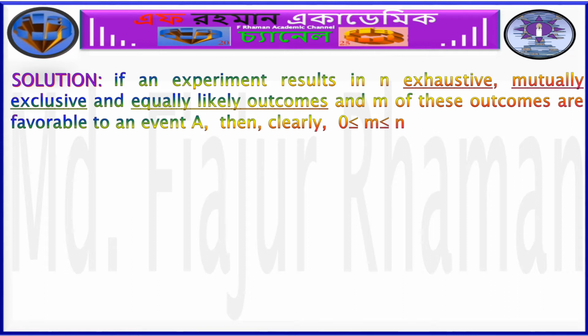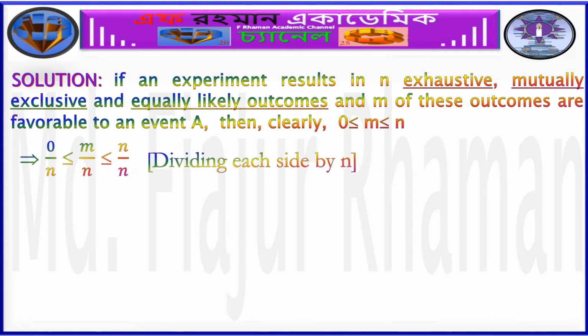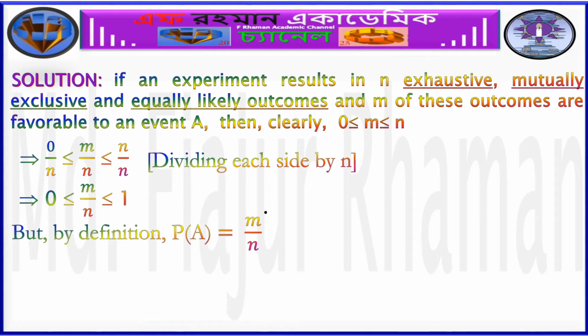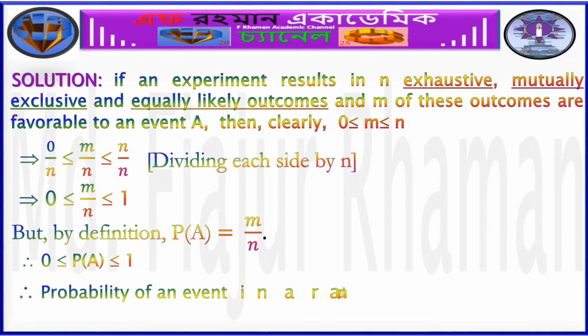This implies that 0/n ≤ m/n ≤ n/n, dividing each side by n. This implies that 0 ≤ m/n ≤ 1. But by definition, P(A) = m/n. Therefore, 0 ≤ P(A) ≤ 1. Therefore, probability of an event in a random experiment is from 0 to 1.